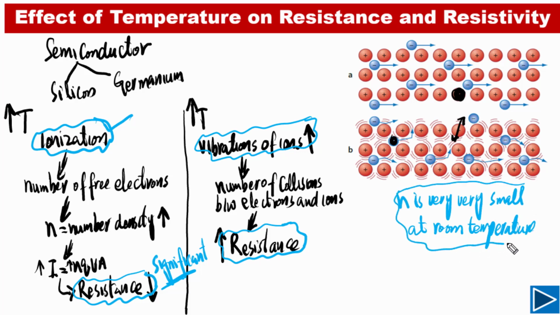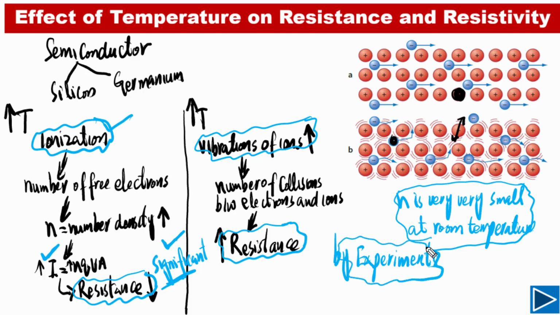When we increase temperature, more free electrons are in the sample, and that increases current in the sample. So this factor becomes significant, and this has been verified by experiments. Ionization is more significant, and this has been proved by experiments. So simply we can write down: as the temperature of a semiconductor increases, the resistance of the semiconductor decreases.